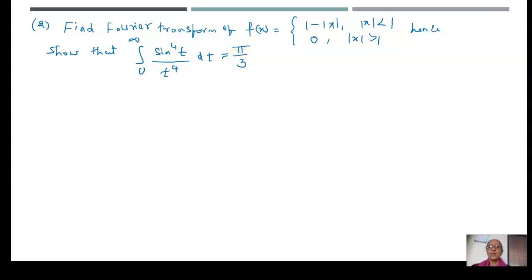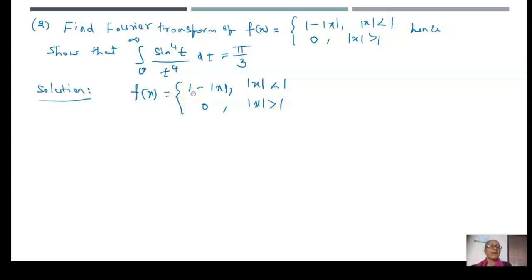So here first we have to find Fourier transform F of s. After finding F of s, using Parseval's identity, we can evaluate this integral. So first let us write a given function, then let us write formula of Fourier transform. So given function is f(x) equal to 1 minus mod x when mod x is less than 1 and 0 when mod x is greater than 1. Now let us write Fourier transform.